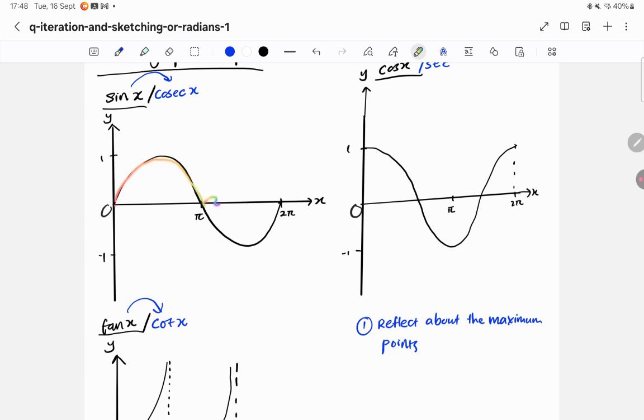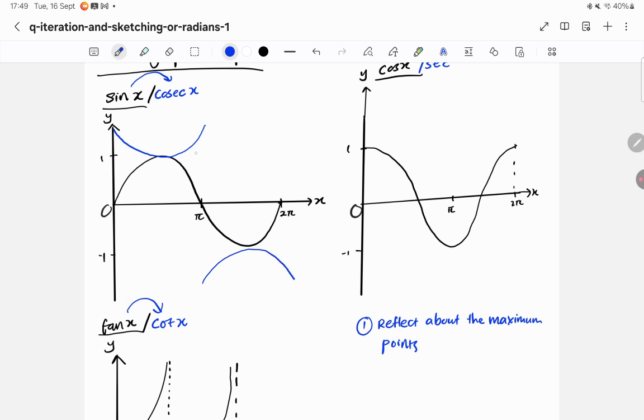Since our graph here is like this, we're just going to take the segment before it intersects the x-axis, up until the point it intersects the x-axis. For this maximum point, we reflect it, and you get a graph like this, and down here you reflect it like this. Sorry, my drawing's not good enough, but this is roughly what it is. So to actually draw it out, our graph would be like this.